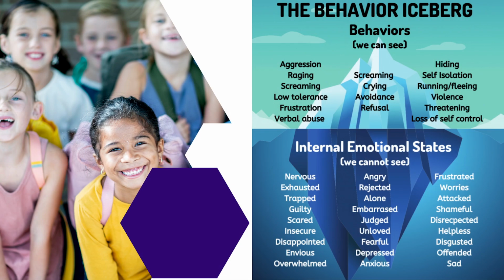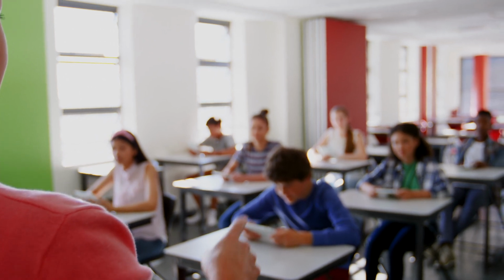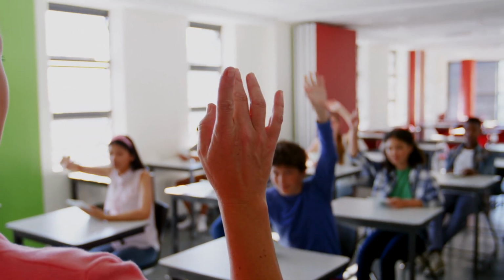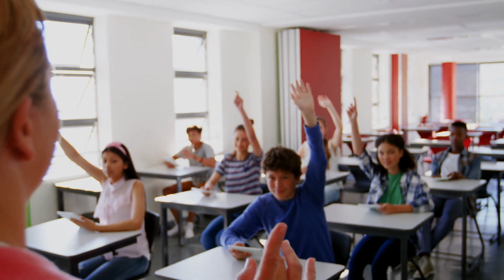However, what we see on the surface is often just the tip of the iceberg. Behaviors like hitting, yelling, or withdrawing can be signs of deeper issues like stress, anxiety, hunger, or even trauma. This is where social and emotional learning comes in. SEL helps us dig beneath the surface and address the underlying emotions and needs that may be influencing a student's behavior. By teaching students how to manage their emotions, build relationships, and make responsible decisions, we help them develop healthier ways to express themselves.